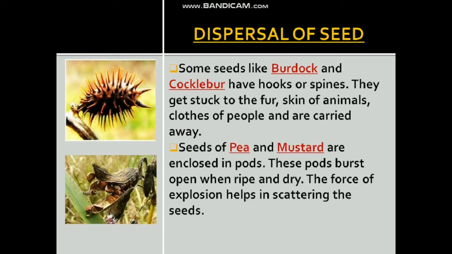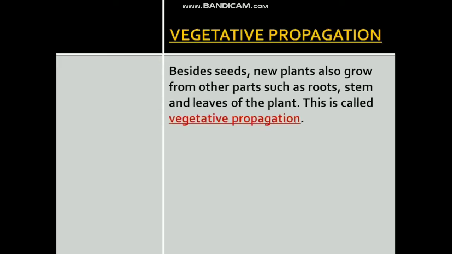Another way of dispersal of seeds is through explosion of fruit. I told you seeds of pea and mustard are enclosed in pods. These pods burst open when ripe and dry. When these pods are ripe and dry, the force of explosion helps in scattering the seeds. So they burst, and the seeds are scattered. So these were the ways of dispersal of seeds.